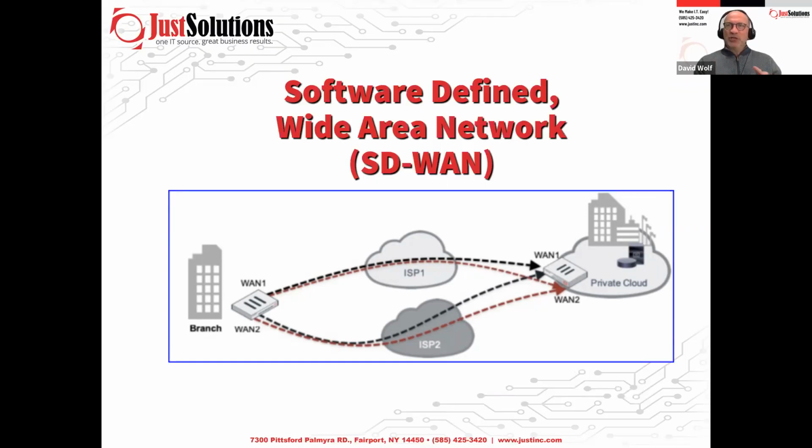So you can go out from your branch and connect back to your office over any internet connection, and all of that becomes hidden, transparent, and seamless when you're setting up a software-defined WAN, or SD-WAN, as we call it. So it really is an elegant solution to a very, very technical problem.